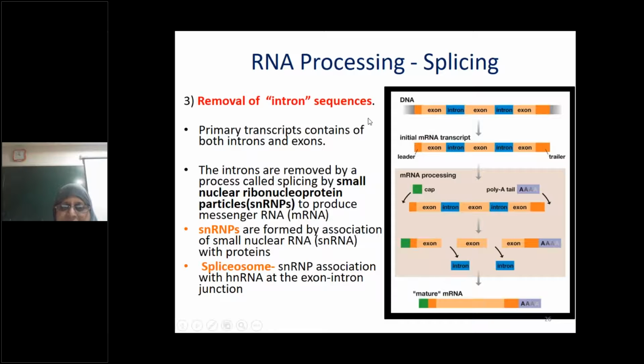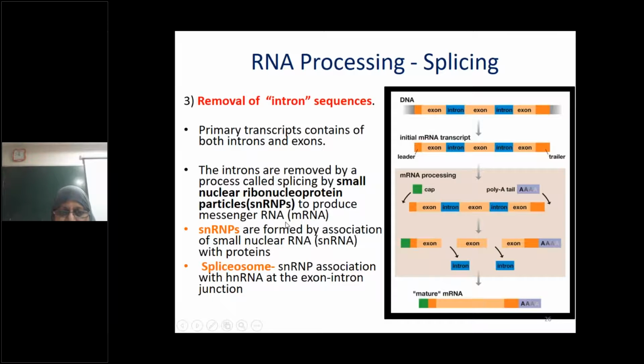Then next is the removal of the intron sequences. I have already told you what the exons and the introns are. In the initial mRNA transcript, the exons are coding sequences, coding for genes, intervened by non-coding sequences that are the introns. Now, in order to make it mature, the introns have to be excised. The introns are removed by a process called splicing by small nuclear ribonucleoprotein particles, also known as snRNPs, to produce the messenger RNA.